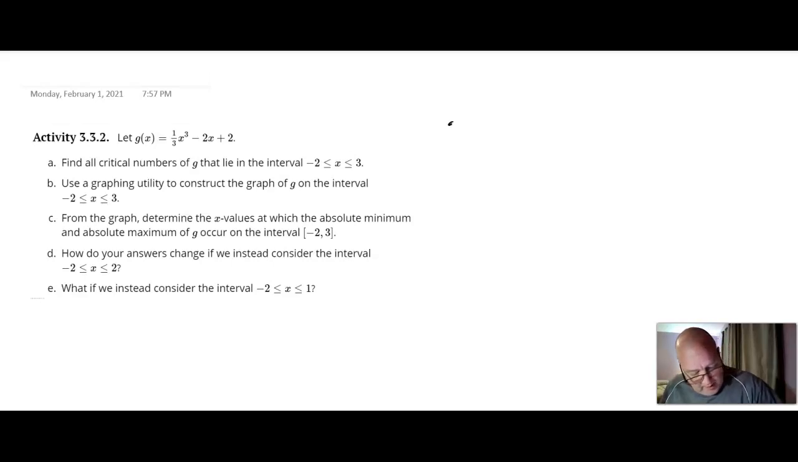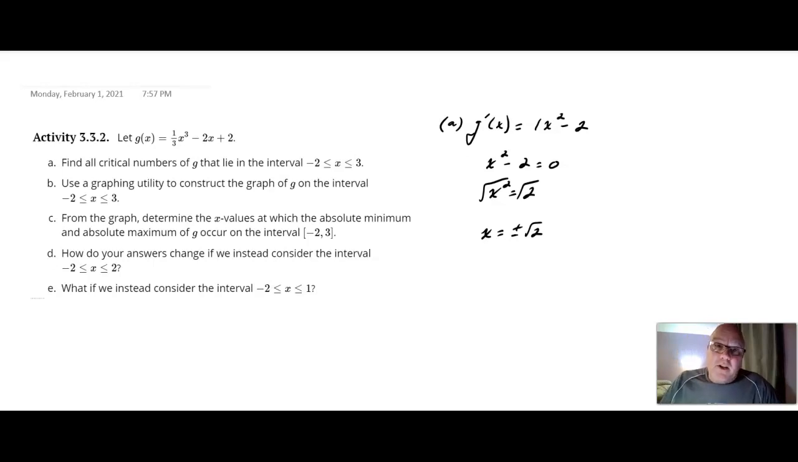We'll start with part A, where it says find all the critical numbers of G. All right, so the critical numbers are going to be where G prime is equal to 0. So G prime is going to be 1/3 times 3, so that's 1 x squared minus 2. I take that x squared minus 2, set it equal to 0. I get x squared equals 2. Take the square root, and I get x equals plus or minus the square root of 2.